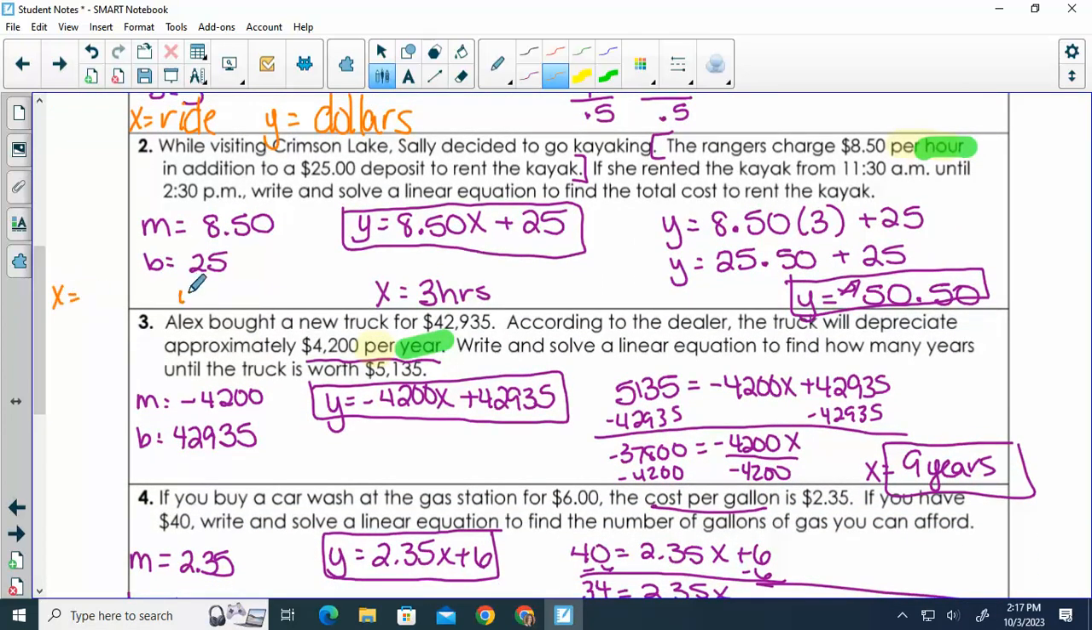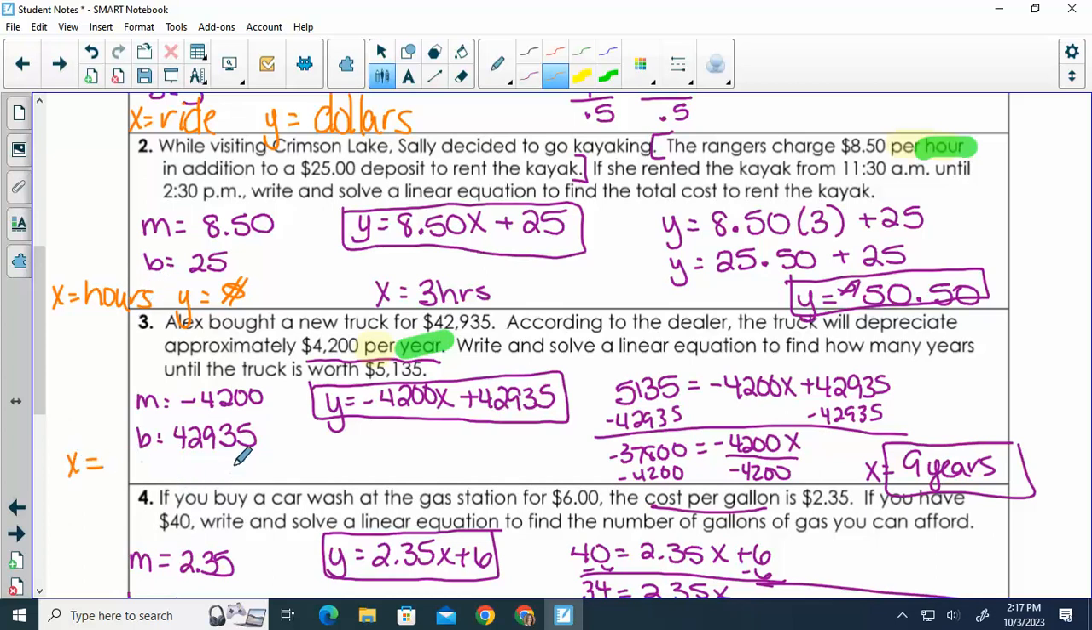So on the second one, what was my y-intercept here? The b was my 25. What were the units on that? Dollars. So my y is measured in dollars on this problem. So the x is the other thing in the problem. Or you can look at your slope. It was dollars per hour. So my x would be the hours.